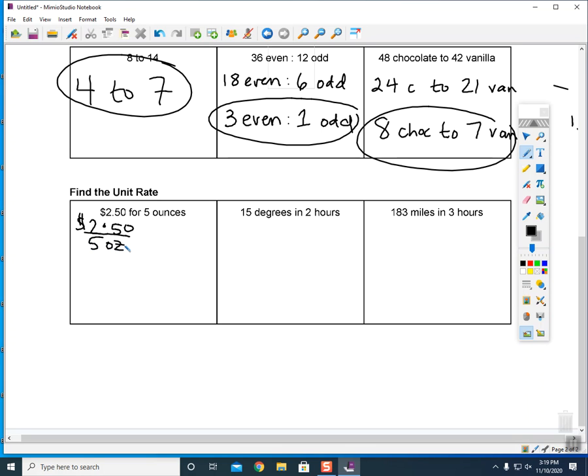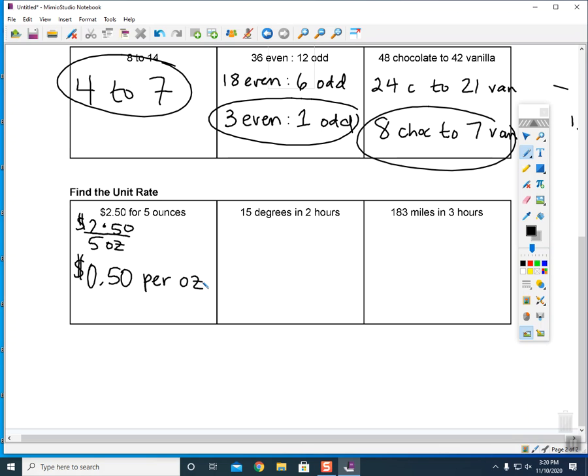Well, I'm hoping that maybe you realized before when we were talking about unit rate that I can just divide by the second number and that'll give me my unit rate. So I'm going to take $2.50 and divide it by 5. So when I do that, I'm going to get 50 cents per ounce. OZ is an abbreviation for ounce, if you didn't know that.